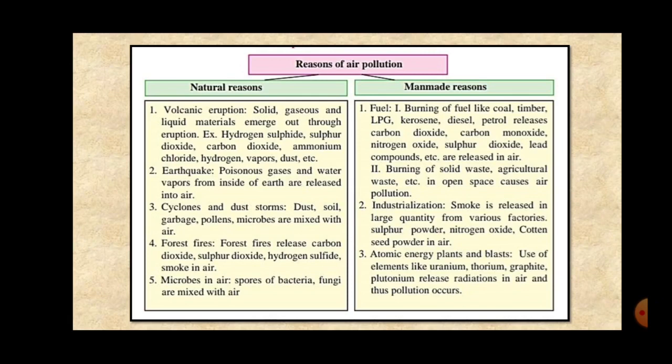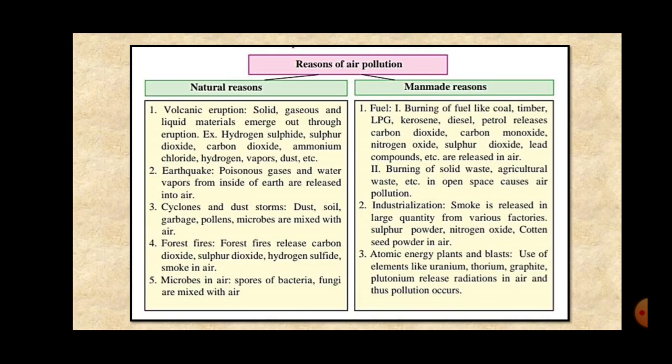When they are burnt, they give out carbon dioxide, carbon monoxide, nitrogen oxide, sulfur dioxide, lead compounds. All these are given out from the burning of fuel, from different fuels like kerosene, diesel and petrol. So all these harmful gases are because of fuel and they pollute the air. Then when we burn the garbage, the solid waste, the agricultural waste, the leftover of the crops in open spaces, it also leads to air pollution.